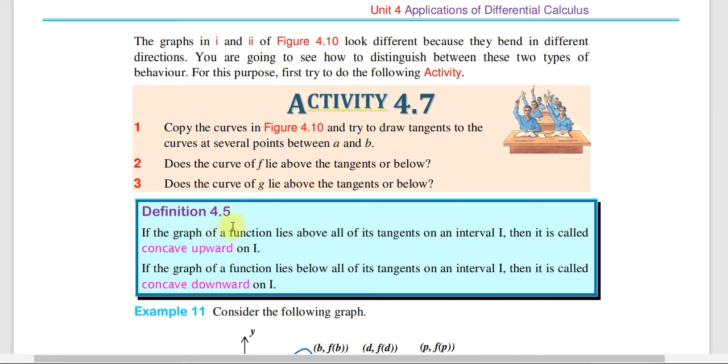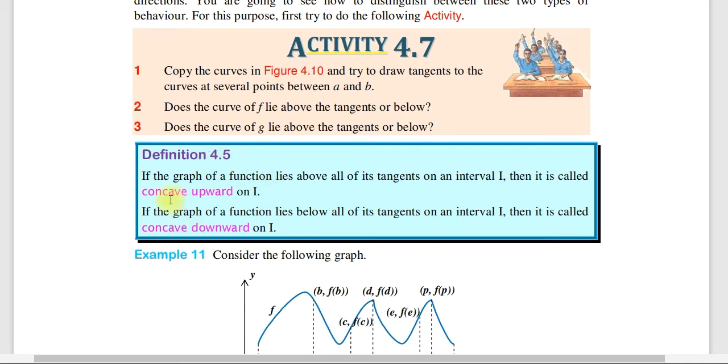So what does our definition say? If the graph of a function lies above all its tangents on an interval I, then it is called concave upward on I. Concave upward means the function lies above all of its tangents.